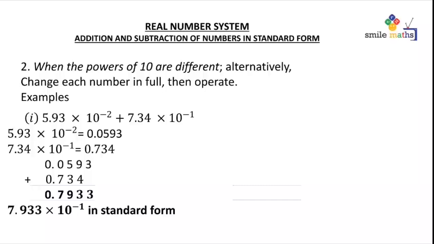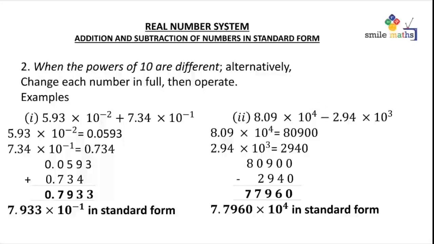So we now add them, which is 0.0593 plus 0.734, and this gives us 0.7933. Now changing this to standard form, that is if you are required to, we have to move it in between the first two significant figures, which is 7 and 9. So we are going to move only once from left to right, and we know moving from left to right gives us a negative power. So our answer becomes 7.933 times 10 to the power negative 1.